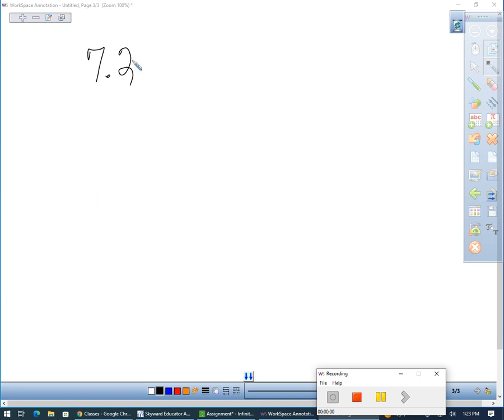We are moving on to 7.2, which is going to talk about properties of exponential functions.